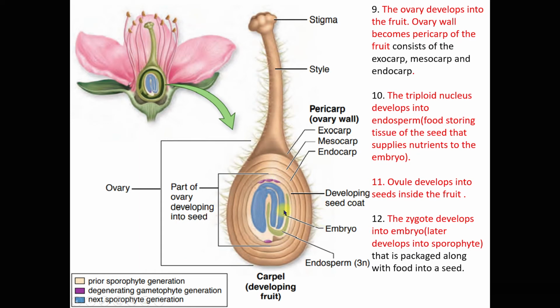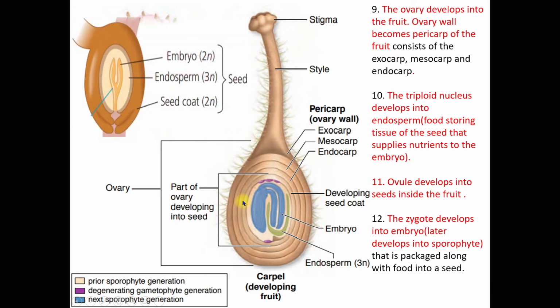Now the zygote will develop into the embryo. Can you see the embryo here? Later, the embryo will develop into the sporophyte. So the embryo is packaged along with the endosperm into a seed. Can you see? A seed has the embryo, the endosperm, and the seed coat.